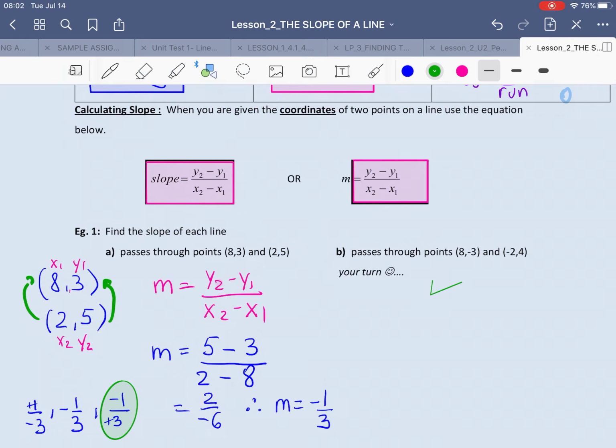Now it is your turn to practice the next question, which is question B.